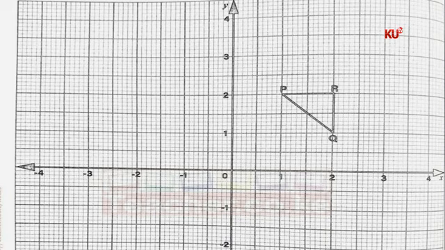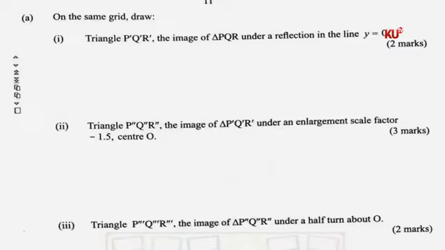Roman 2 of the question: triangle P double prime, Q double prime, and R double prime, the image of triangle P prime, Q prime, and R prime under an enlargement scale factor negative 1.5, center 0. Now, when you talk about a negative scale factor, what does it mean? Whenever you see a negative scale factor, it means that the object and the image are on opposite sides of the center. If the object is to the left, then the image will be to the right. So remember that the center is 0.